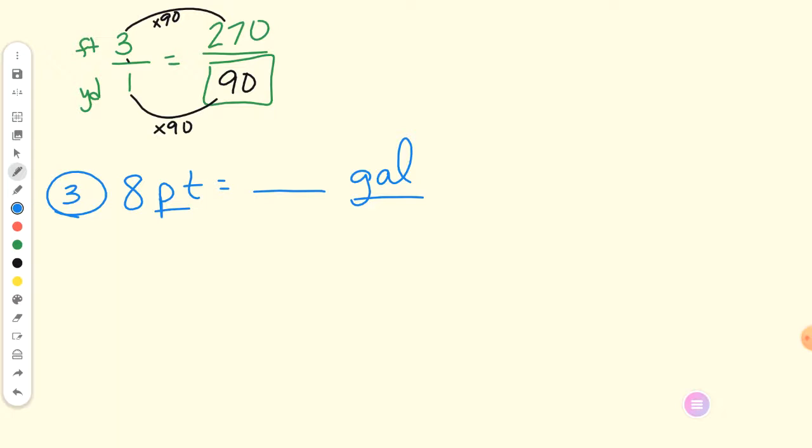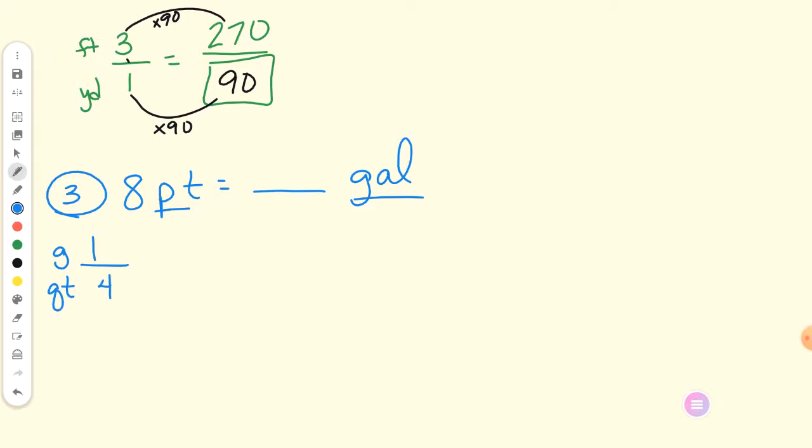Pints to gallons. How many quarts are in a gallon? So we can get gallons to quarts. Can we get quarts to pints? Yeah. Okay, so let's start. 1 gallon is 4 quarts, right?